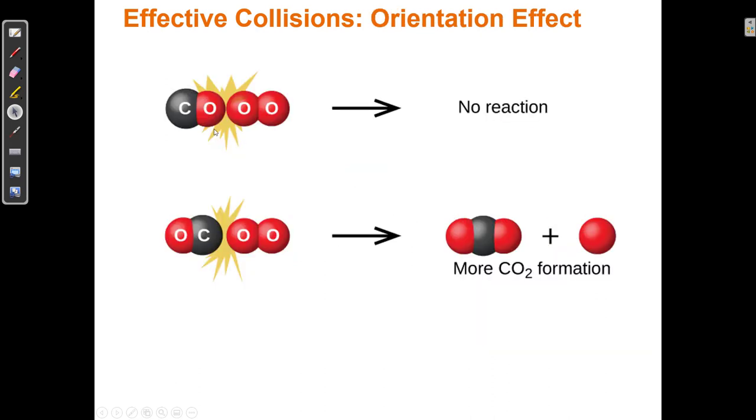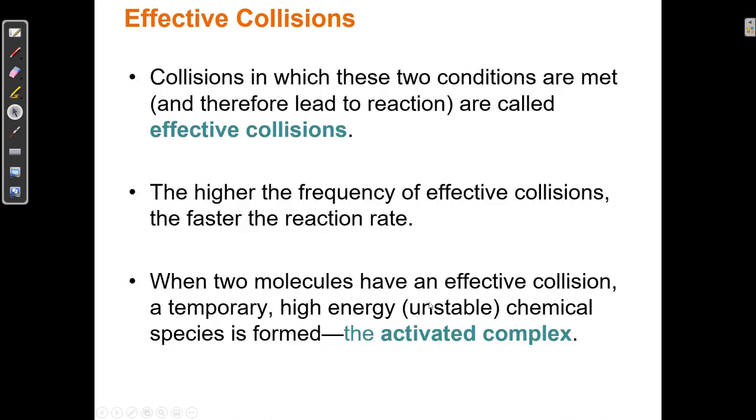Right, so here's the orientation effect. If the oxygen hits the oxygen, no reaction. But if the carbon hits the oxygen, then I can make a CO2. So not only do the particles have to bounce around and be going fast enough to break bonds, but they also have to hit each other in just the right spot in order to make the new product molecule. So these are what we call effective collisions. Effective collisions are those in which the two conditions are met. The higher the frequency of effective collisions, the faster the reaction rate, the faster reactant will turn to product.